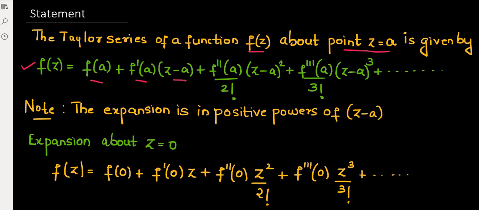In this expansion, we have the terms expressed in positive powers of z - a. Now, if you are replacing a as 0, that is, if you are taking the expansion about the point z = 0, then we get a series of the form f(z) = f(0) + f'(0) z + f''(0) z^2/2! + etc., which is called the Maclaurin series about the origin.